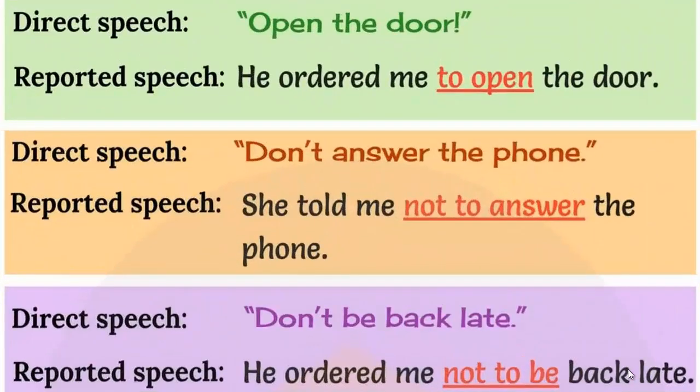As you see here, direct speech: open the door. This is what? Command. Open the door. In reported speech, we can say, he ordered me to open the door. Okay? This is another example. Direct speech, but in a negative form. Don't answer the phone. In reported speech, she told me not to answer the phone. This is in a negative form.